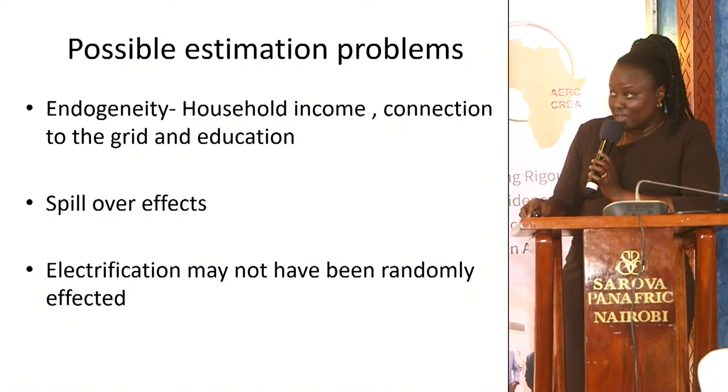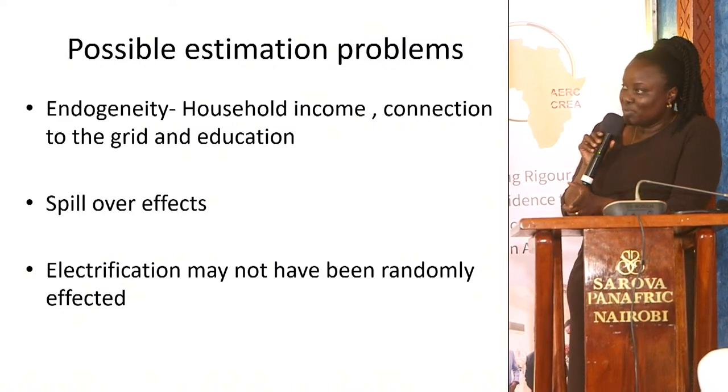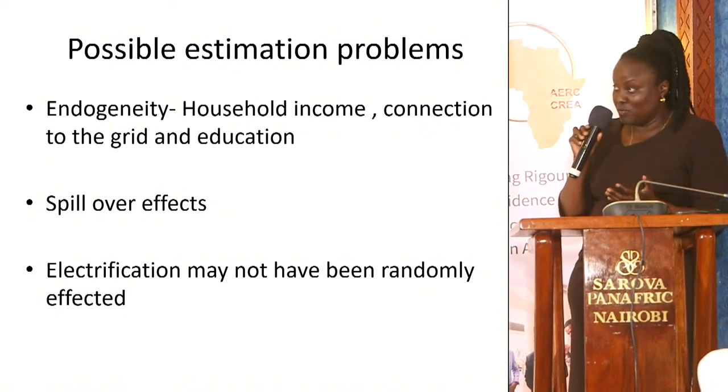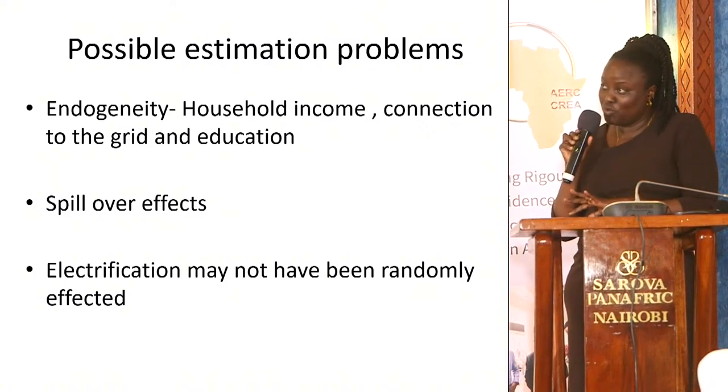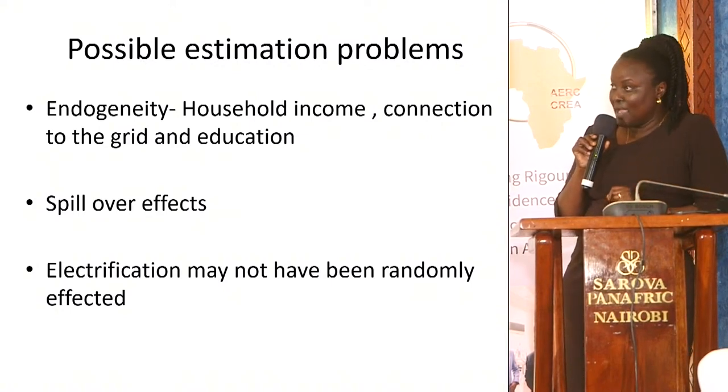Because you see household income and a connection to electricity, they are likely to be related, but one wouldn't know what direction the impact runs: whether it is income that influences connection, or the connection to the grid that improves household income. And another challenge is the spillover effect.